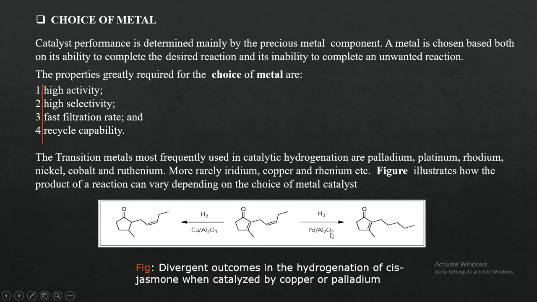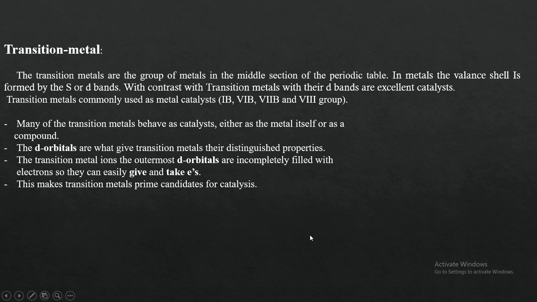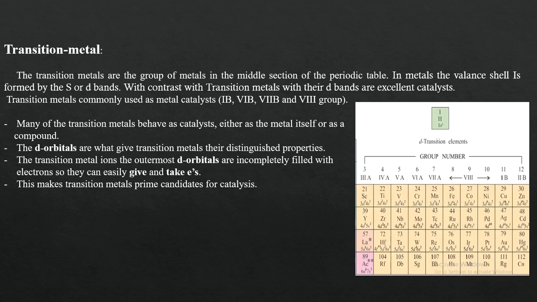So it depends upon the selectivity of the catalyst. It varies from metal to metal. The transition metals are those in the middle section of the periodic table, commonly named as IB, 6B, 7B, and 3B. These are the transition metals mostly used as catalysts.